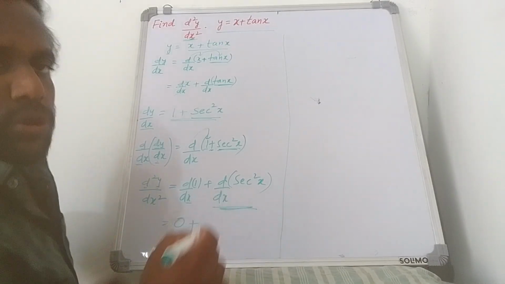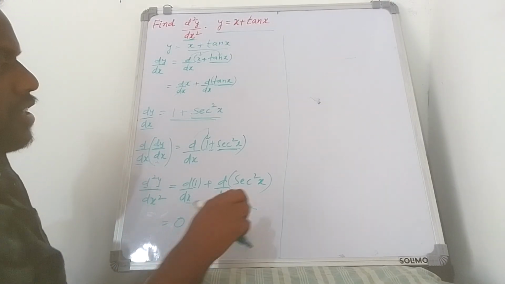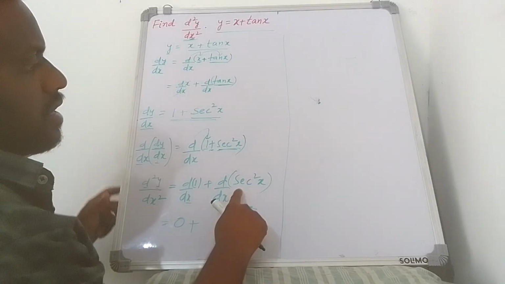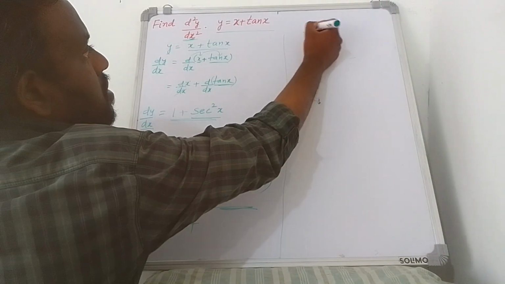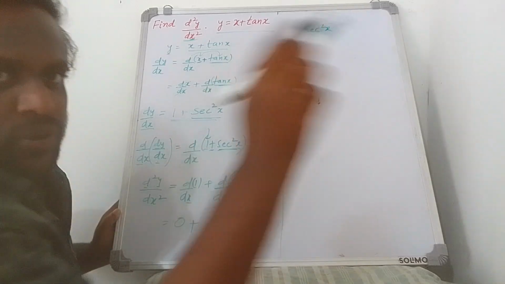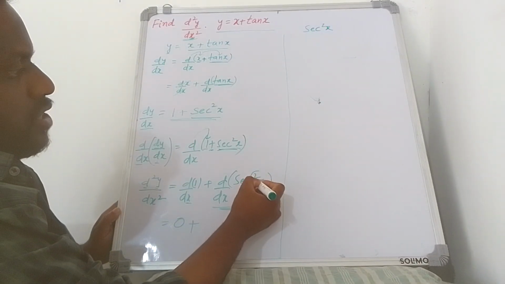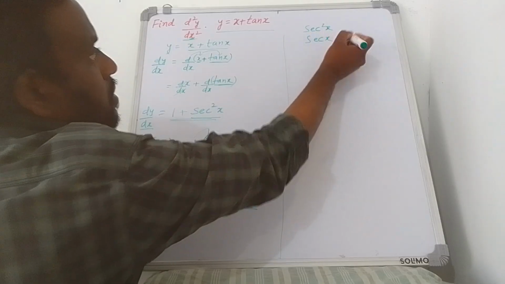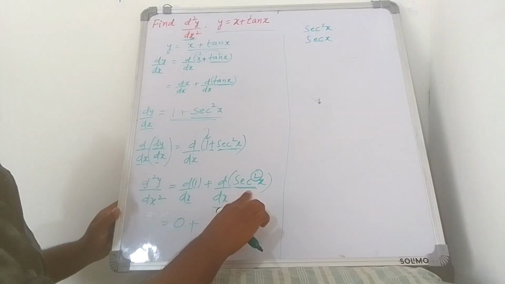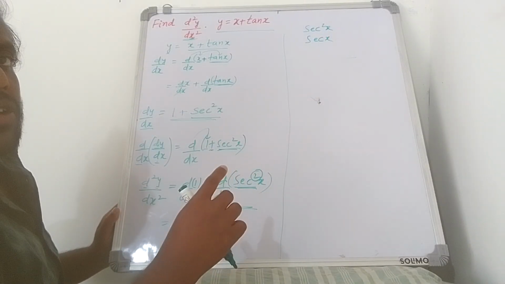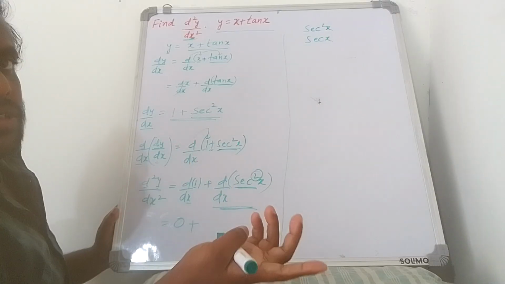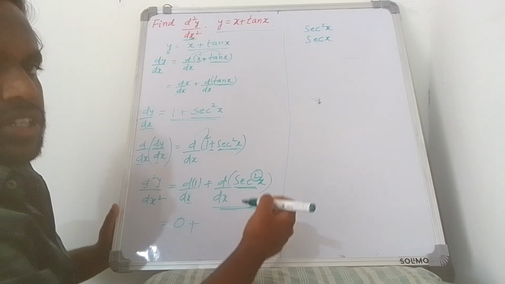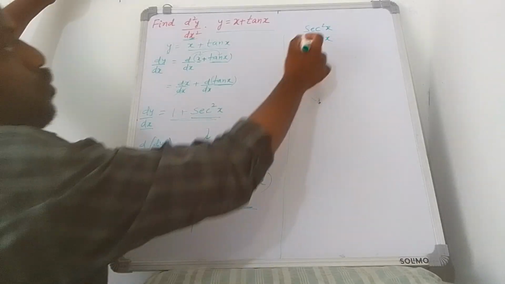Here we will use the chain rule. Chain rule means it is not a single function, there are two functions. For example, see secant square x. Secant square x is one function. If you forget this 2, there is another function, secant x. So there are two functions here. When there are two functions, we have to use the chain rule. I will show how to differentiate. You will understand.